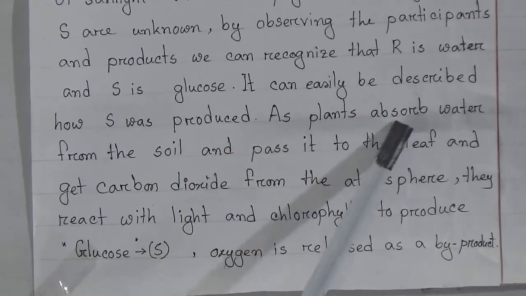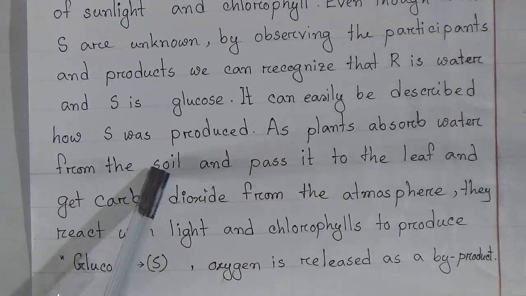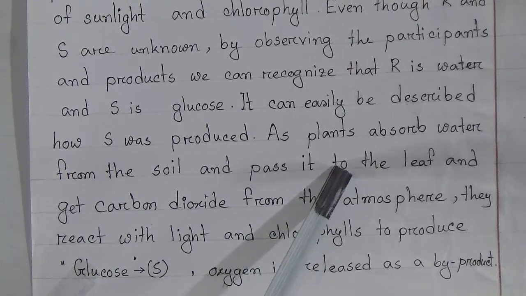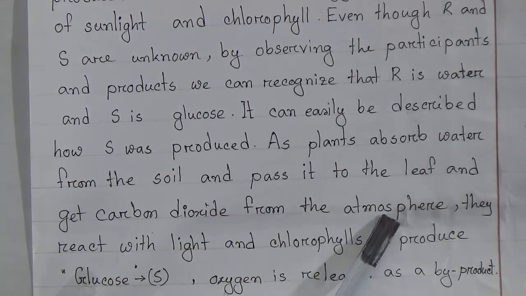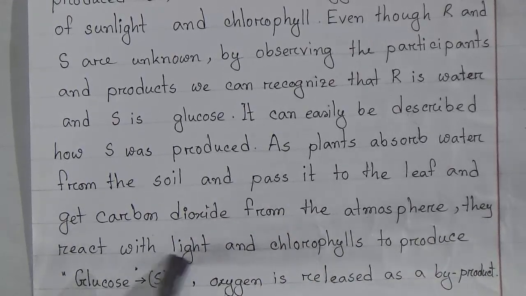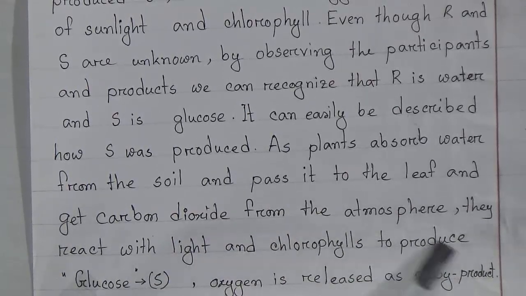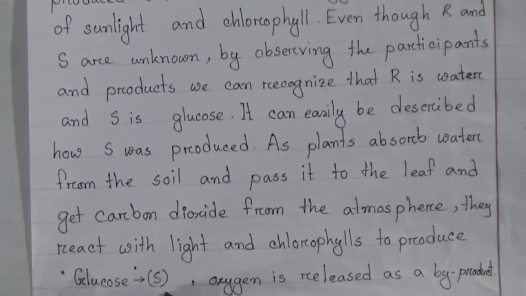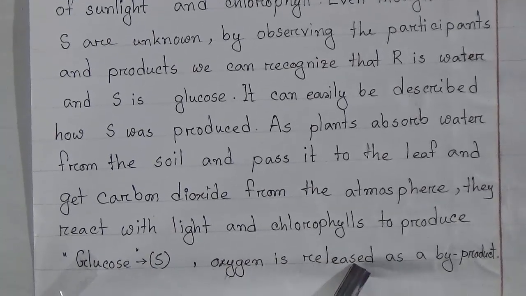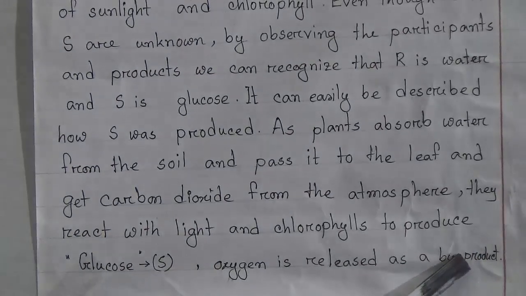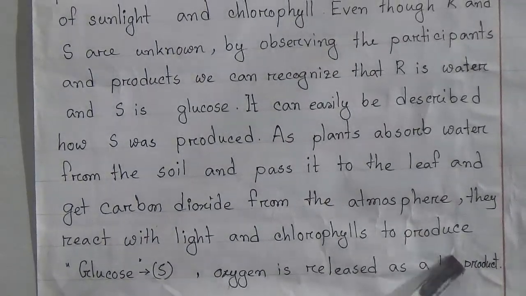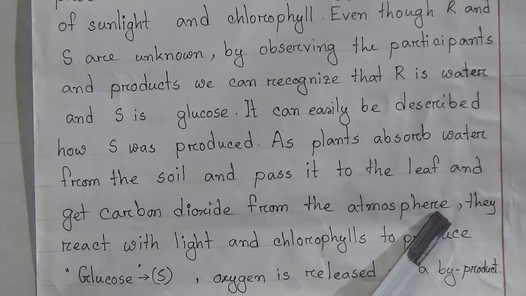As plants absorb water from the soil and pass it to the leaf and get carbon dioxide from the atmosphere, they react with light and chlorophyll to produce glucose, that means S. Oxygen is released as a byproduct. Dear student, we have finished the answer of C. Now we will discuss D.